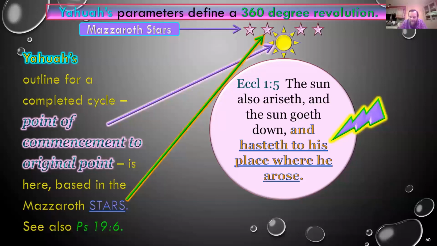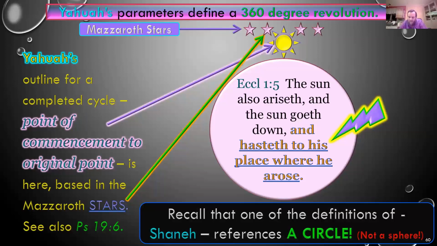Why am I emphasizing this? Because you're going to see very, very clearly that there has been a change, and it did not come from Yahuwah. Recall that one of the definitions of a shaneh references a circle, not a sphere.